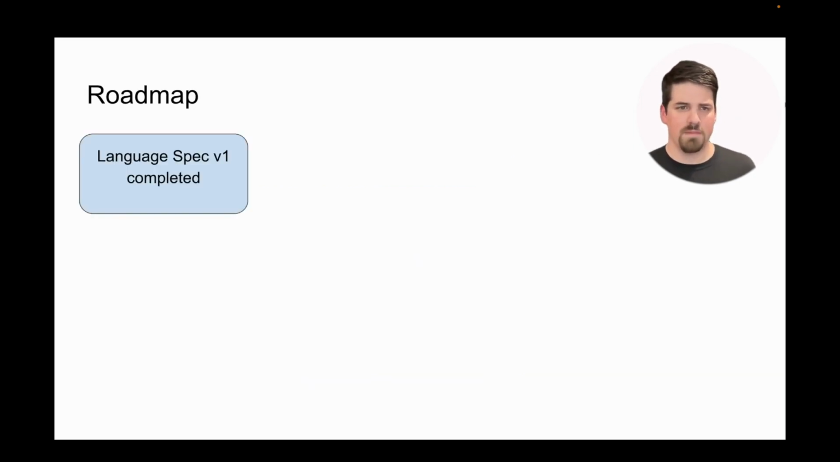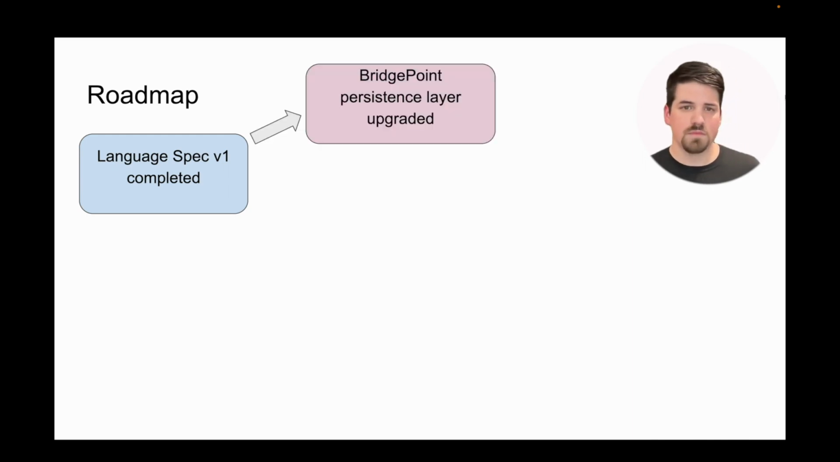So let's look at where we're going with all of this, the roadmap. Okay, it all starts with the language spec. Once version 1 is completed and reviewed, we can move on. Next, we can do an intermediate step where we update the BridgePoint persistence layer to start immediately using this textual language spec with the existing BridgePoint.